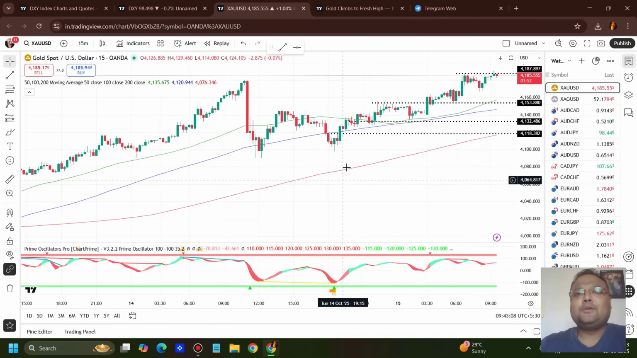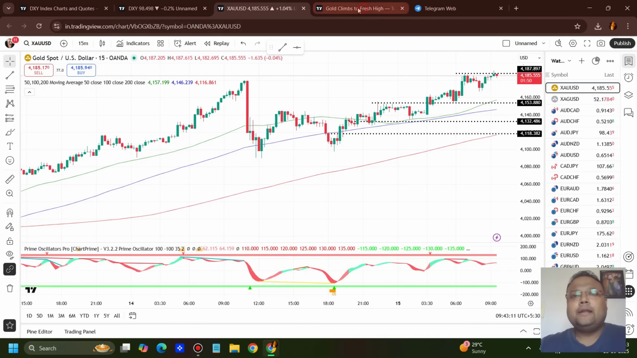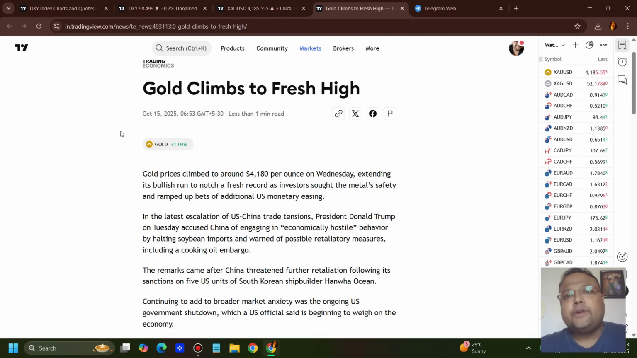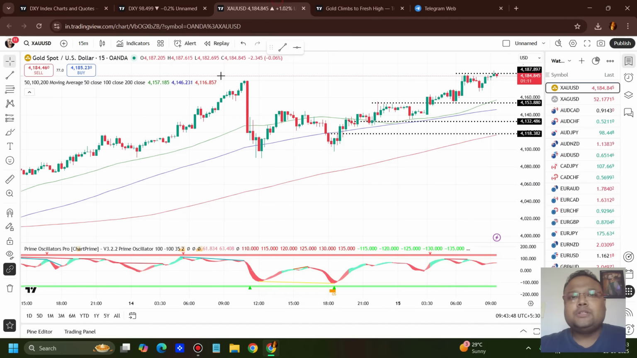Now let's talk about gold. So this is the chart of gold, and if you look at the market sentiment, you can see gold climbs to a fresh high. Gold prices climbed to around 4180 per ounce on Wednesday, extending its bullish run to notch a fresh record as investors sought the metal's safety and ramped up bets of additional US monetary easing. In the latest escalation of US-China trade tension, President Donald Trump on Tuesday accused China of engaging in economically hostile behavior by halting soybean imports and warned of possible retaliatory measures, including a cooking oil embargo. So, a trade war tension is still going on, because of which we can see gold is bullish.